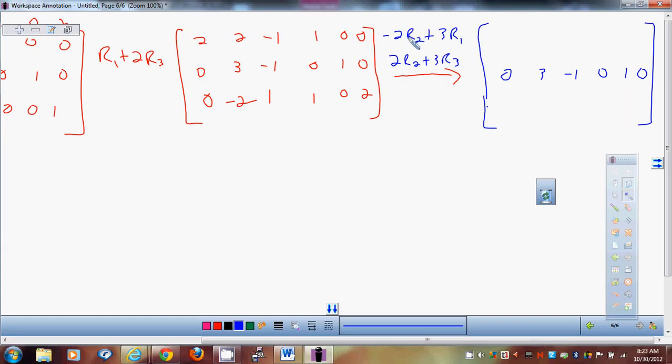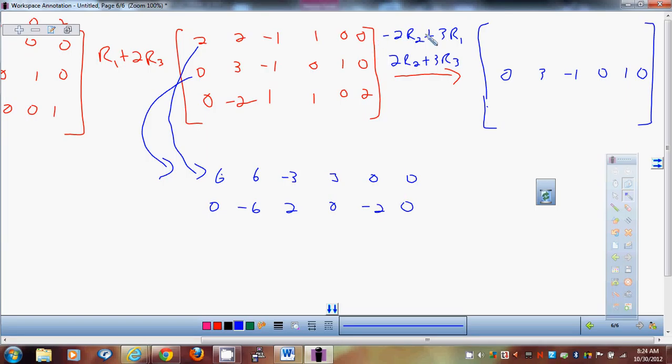Alright, negative 2 times the second row. You know what, I'll write these down here. Negative 2 times the second row is going to be 0, negative 6, positive 2, 0, negative 2, 0. 3 times the first row is going to be 6, 6, negative 3, 3, 0, 0. Adding those together, you get 6, 0, negative 1, 3, negative 2, 0.